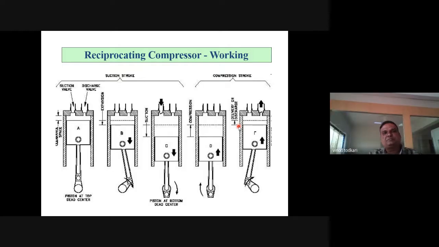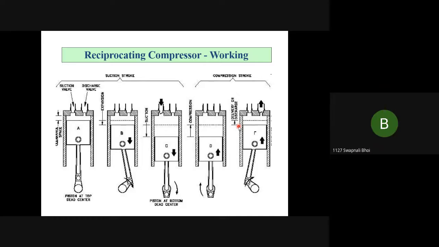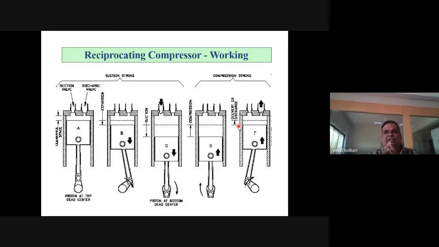Then which two valves are there? Inlet valve and outlet valve. Inlet valve and outlet valve, or suction valve and delivery valve.